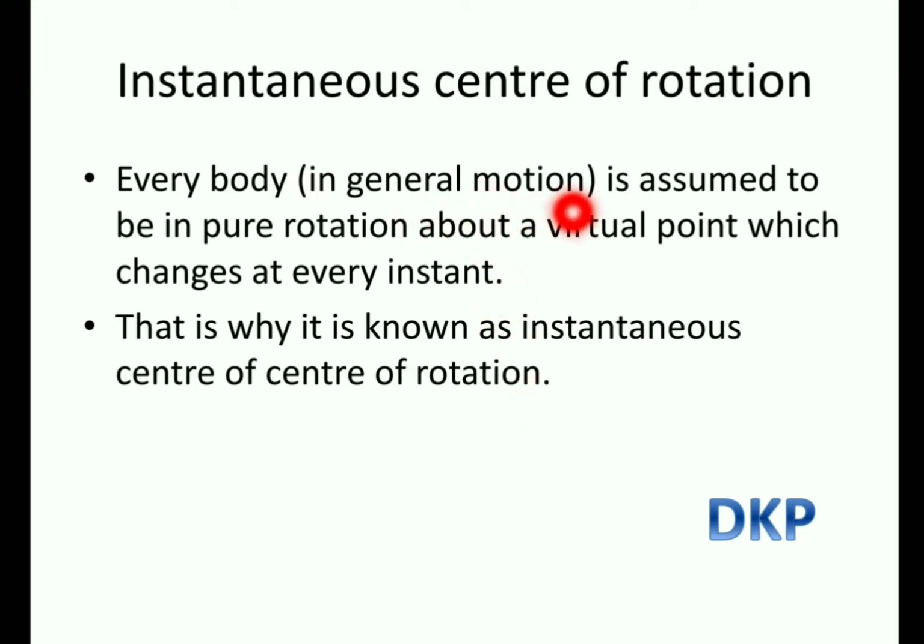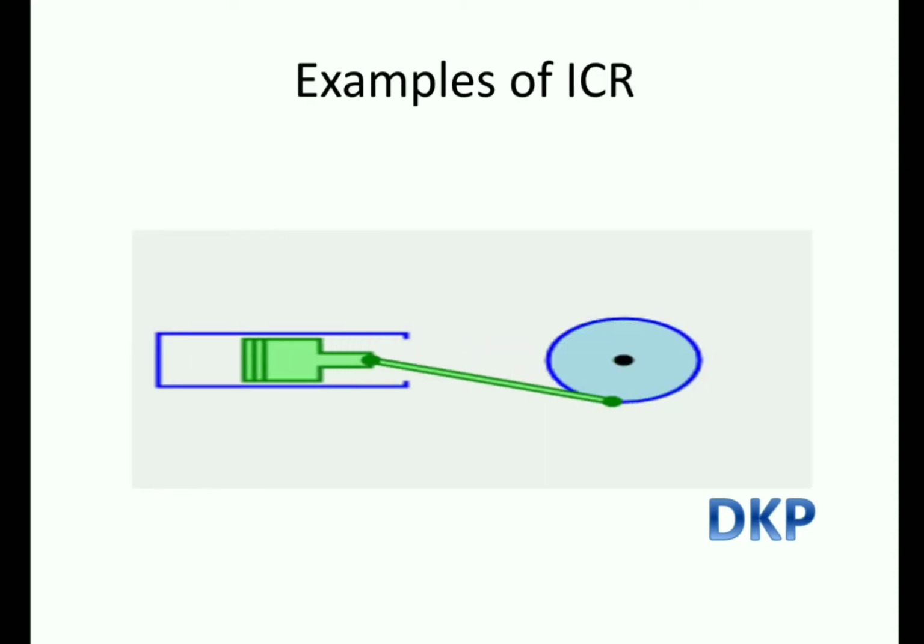A body which is in general motion is assumed to be in pure rotation about some point, and that point changes at every instant. Since the point about which the body is in pure rotation changes at every instant, that is why we say that this center of rotation is known as instantaneous center of rotation. So we are going to learn the instantaneous center of rotation method.